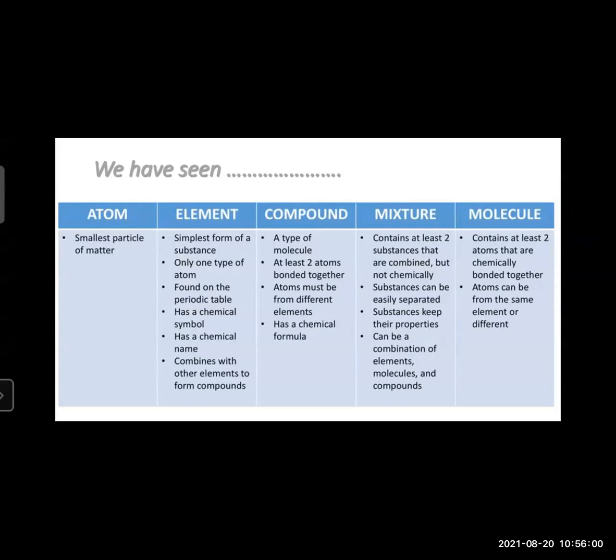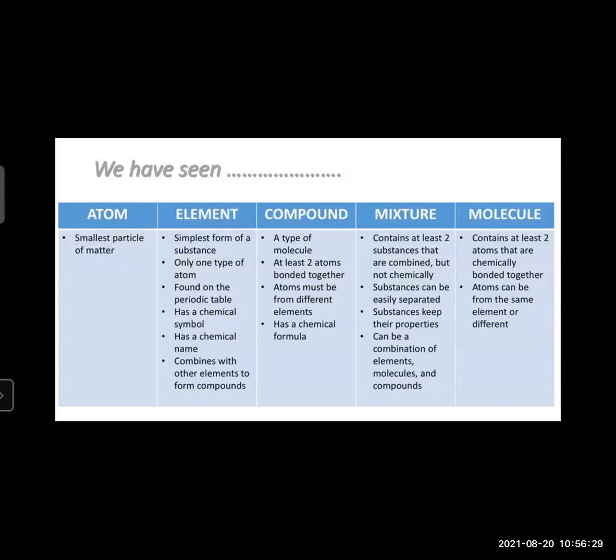As elements have chemical symbols, they have chemical names, and they combine with other elements to form compounds. Now a compound is a type of molecule, with at least two atoms bonded together. Atoms must be different, from different elements in a compound, and a compound has a chemical formula.